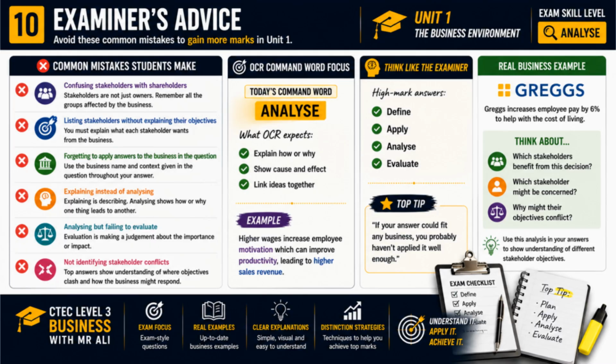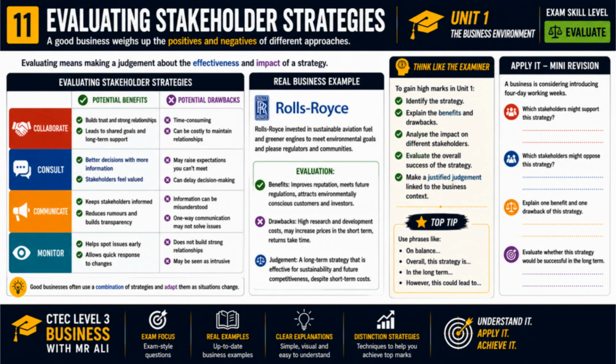We know that looking at the increase in wages, staff, employees are going to be happy. However, we know that that's going to put them in direct conflict with shareholders. And if Greggs puts up the prices to recoup some of that increase in wages, that's going to put them in direct conflict with customers. Okay, so it's really important to see how all of those ideas link together.